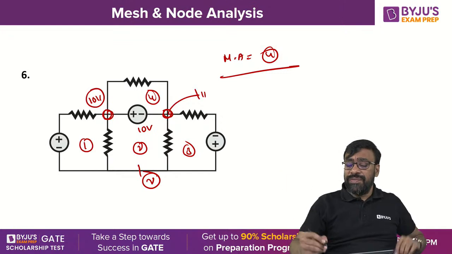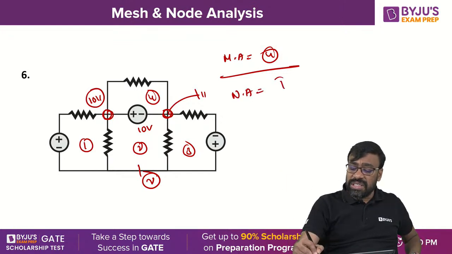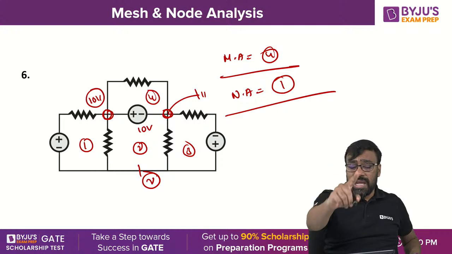Okay, minimum number of equations required to solve the network is what? Just one. Using that you can achieve through node analysis.